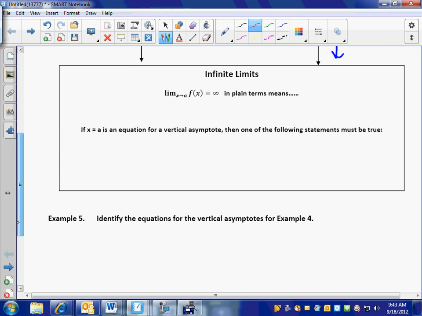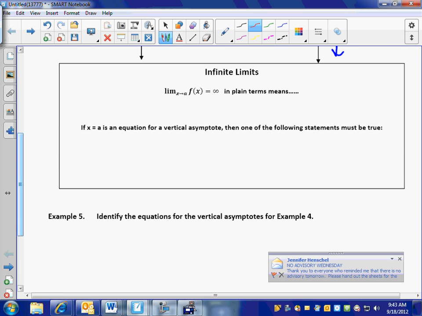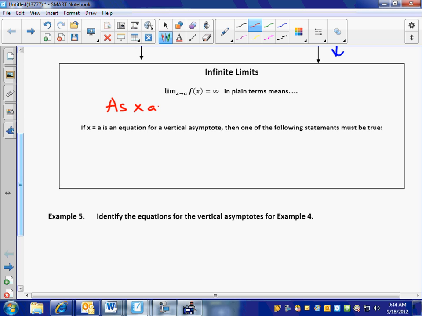So what does that mean? In plain terms, for the limit as x approaches a value of a function to equal infinity, basically what that means is as x approaches a number, the output gets very large. Small would be closer to 0, large would be closer to infinity.